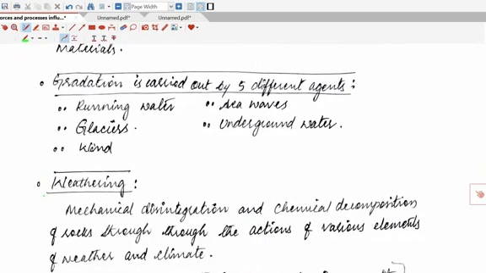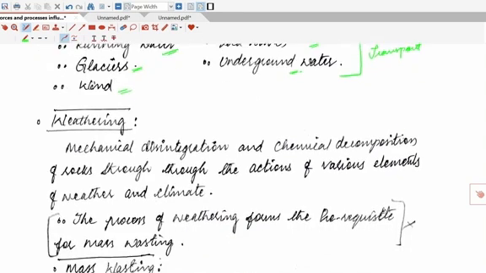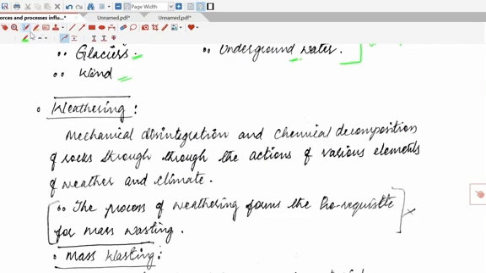And next we'll see gradation is carried out by 5 different agents, that is running water, glaciers, wind, sea waves, and underground water. This we also call transporters, which helps in transporting the degraded materials. And then next comes weathering. Weathering is basically a mechanical disintegration process, or it may be chemical decomposition.